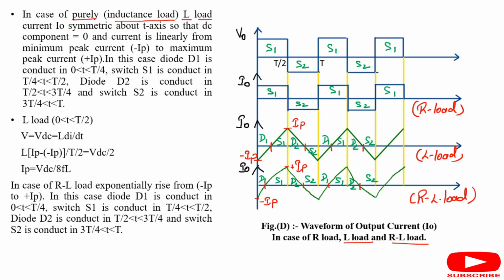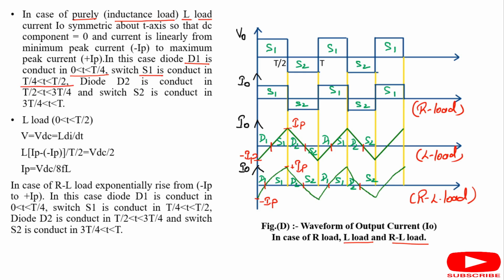Switch S1 conducts for the time period of T by 4 to T by 2, because for this time period the current direction of switch S1 and the current direction of load current I naught are both in the same direction. So that's why D1 conducts for the time period of 0 to T by 4, and S1 conducts for the time period of T by 4 to T by 2.